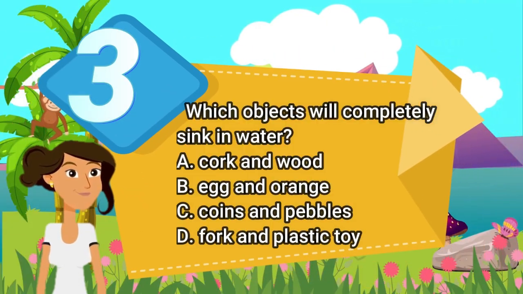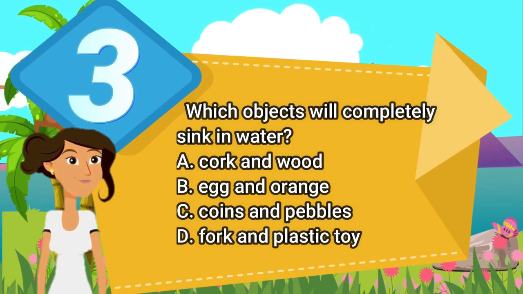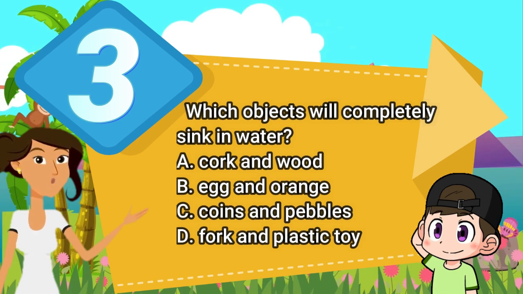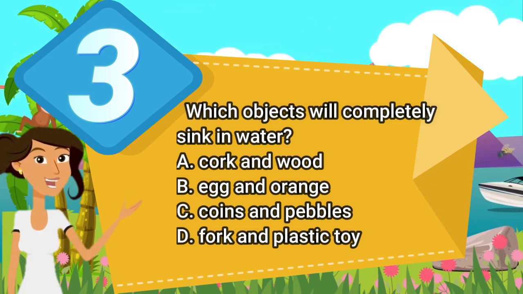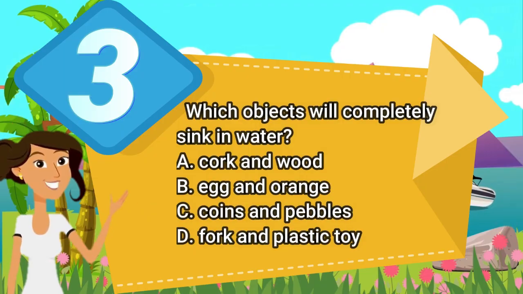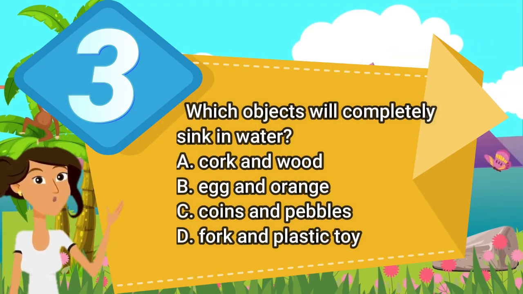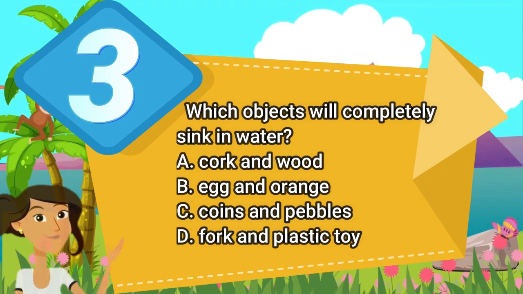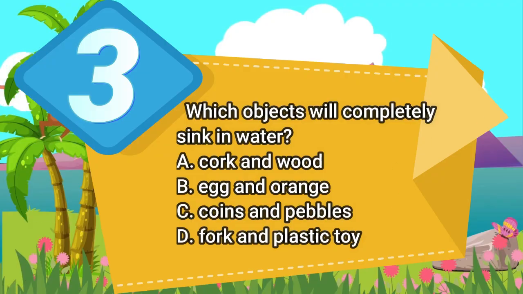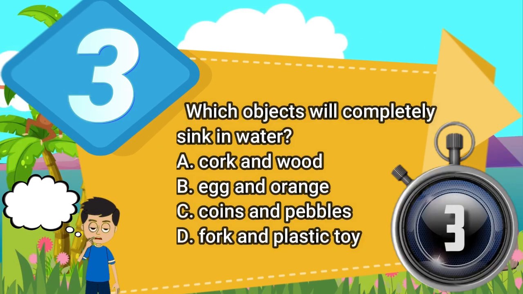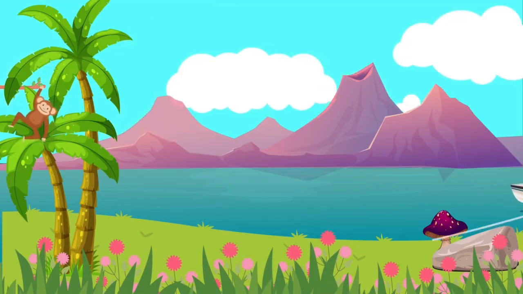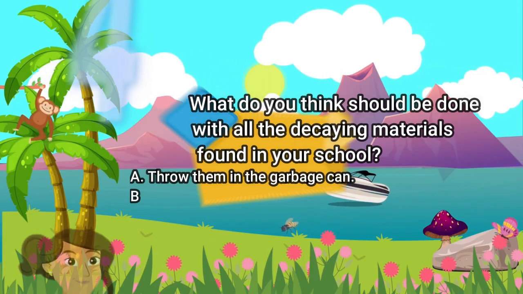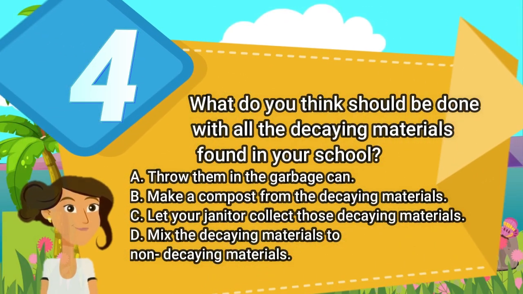Which objects will completely sink in water? A. Cork and wood. B. Egg and orange. C. Coins and pebbles. D. Fork and plastic toy. Your timer starts now. Time is up. Let's proceed to question number 4.